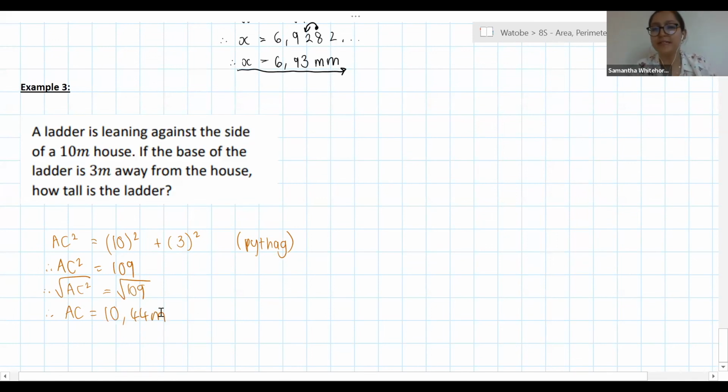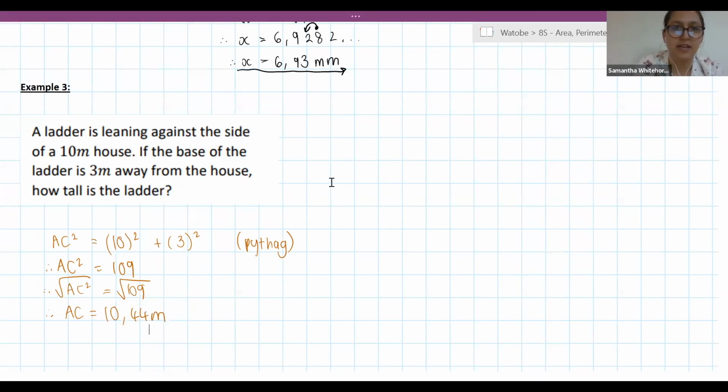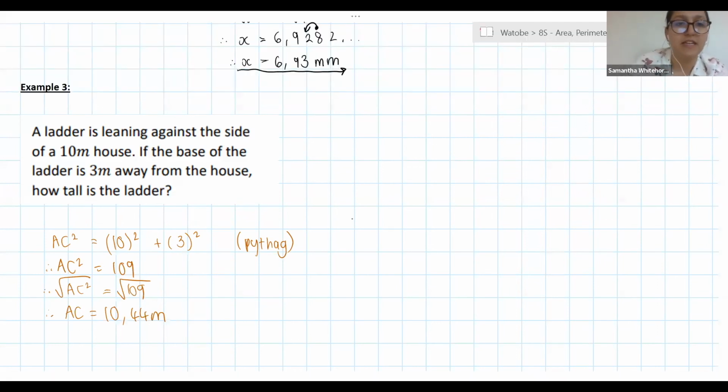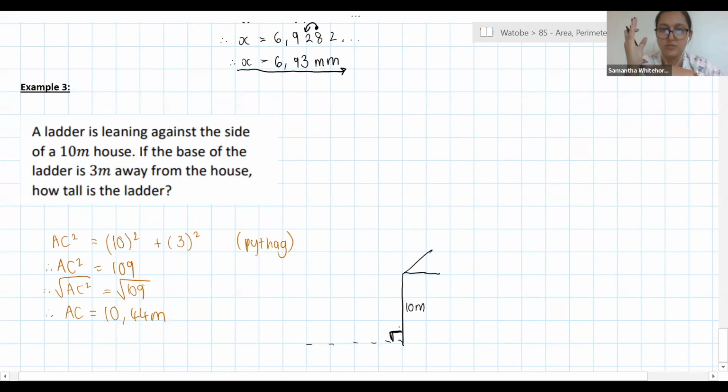Okay, guys, so in order to visualize what's going on here, like I say, sometimes it is useful to draw a picture for yourself. So we've got a ladder leaning against the side of a 10-meter tall house. So here's my house. It's not a beautiful house, but there's my house. Okay, so 10 meters tall. Now we know that the house and the ground are at 90 degrees to each other because you've got flat ground and then a house is at 90 degrees. I've then got my ladder, which is this beautiful line over here, and it is leaning against the house, and it is 3 meters away from the end of my house.